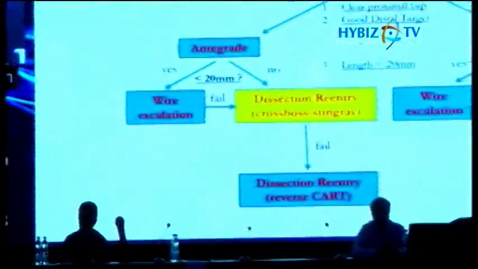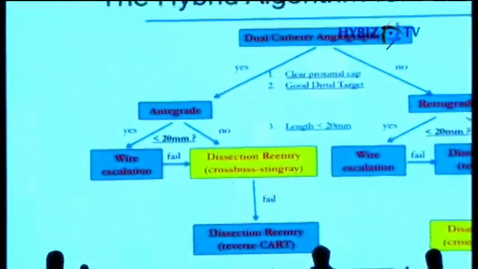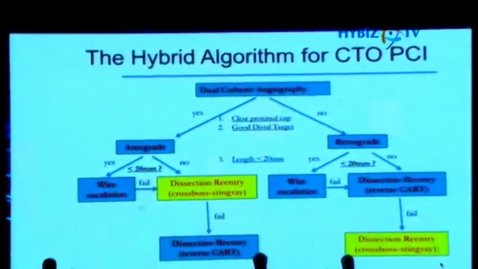So these 4 questions are going to help you determine strategy. Now, I'm not going to go into the individual angiograms here, but in essence, you should do bilateral angiograms, and then at least in your mind, if you're not going to write it down, answer the 4 questions, and that will help you determine your strategy. And in essence, this is the hybrid algorithm. So bilateral angiogram, and then if you have a clear proximal cap and a good target, you're going to start antegrade. If the answer is no to either, preferentially go retrograde.